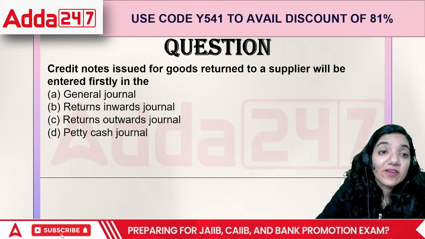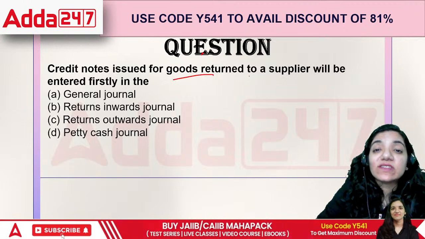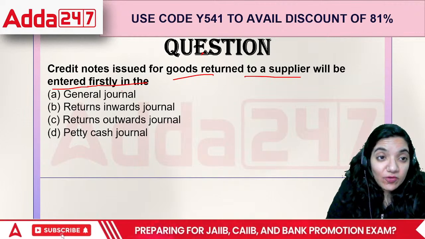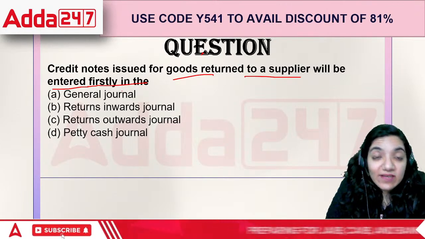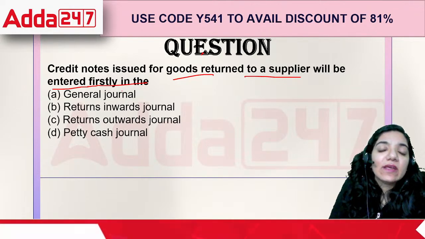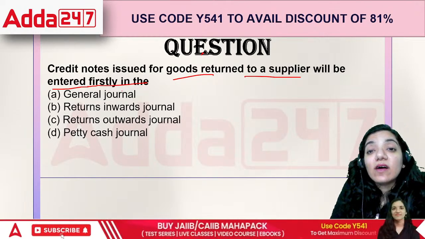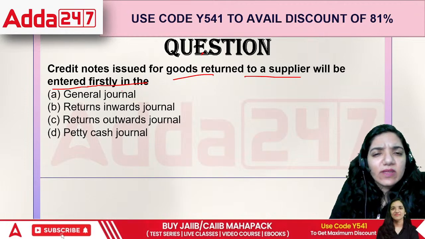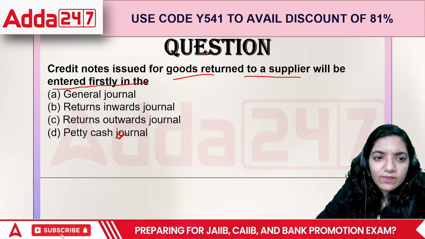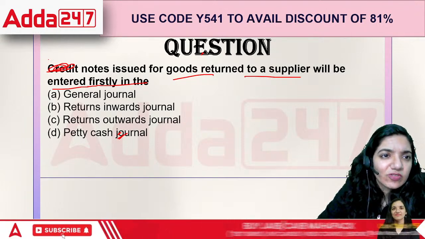It says that the credit note issued for goods returned to a supplier will be entered firstly. If we are issuing a credit note, that means we are returning goods. We received the goods from someone, we didn't like them, so we have returned them. The question is wrong, so we'll be moving forward.